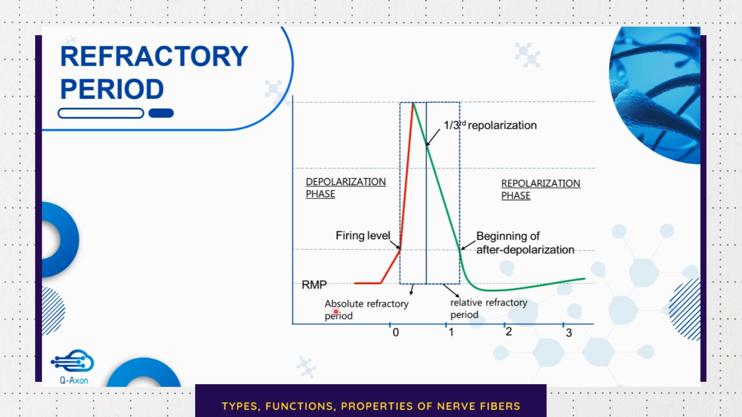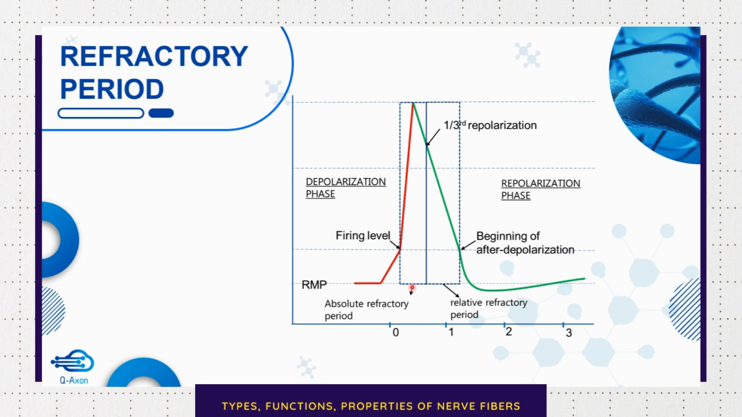Now why do you call this the absolute refractory period? Because in this phase, when you apply a second stimulus, no matter how strong it is, the tissue will not respond. It is absolute. On the other hand, this phase, that is from 1/3 of repolarization to the beginning of after depolarization, is called relative refractory period. And why relative? Because during this phase, if you apply a second stimulus which is stronger than the first one, the tissue responds. So overall, this is your refractory period.